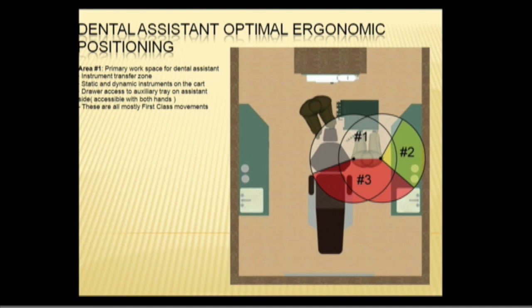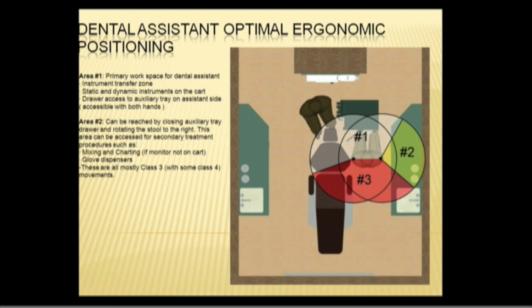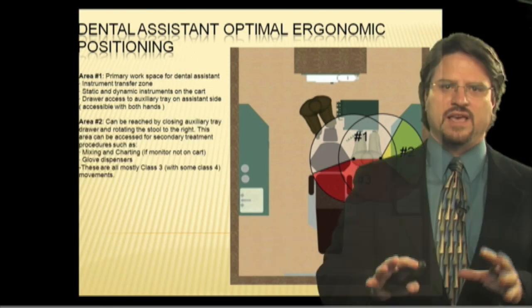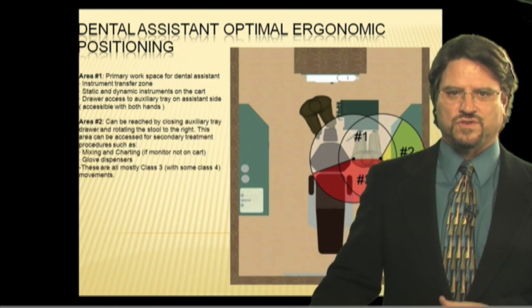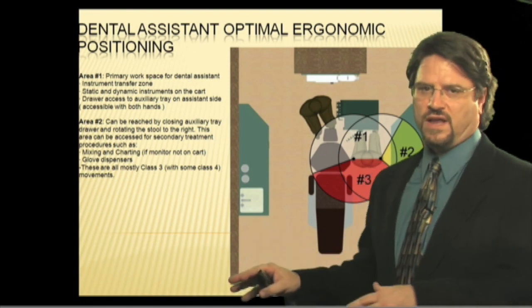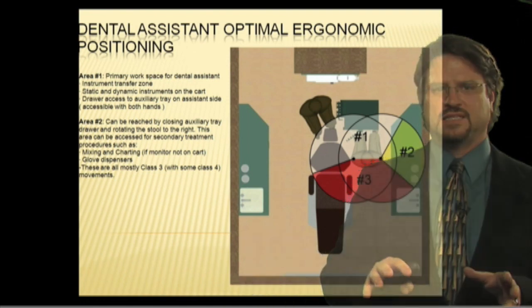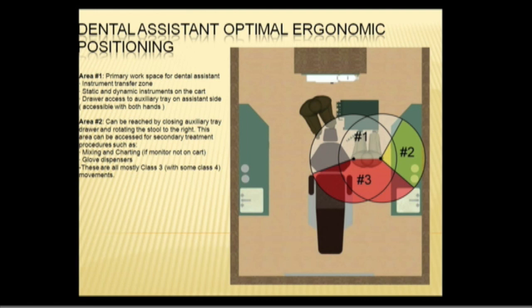These are all mostly Class 1 movements. Next is Area 2. It can be reached by closing the auxiliary tray drawer and rotating the stool to the right. This area can be accessed for secondary treatment procedures such as mixing and charting, if the monitor is not on the cart, and reaching the glove dispensers on that side. These are all mostly Class 3 with some Class 4 movements.